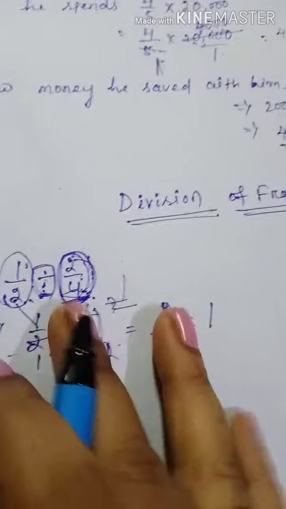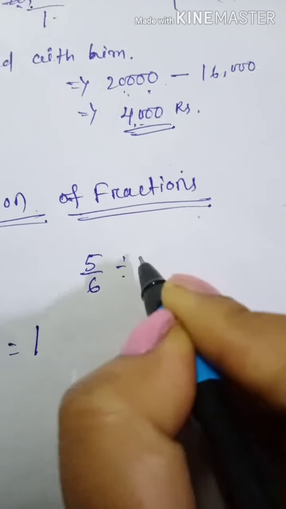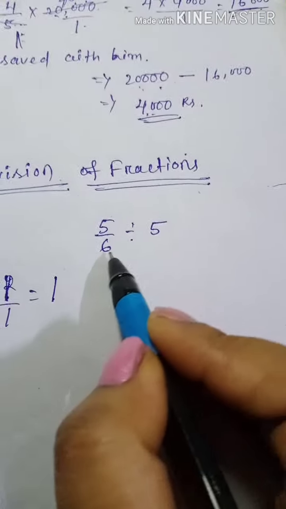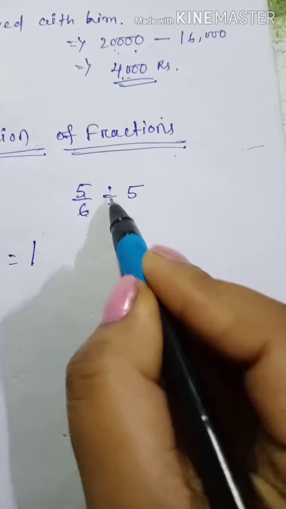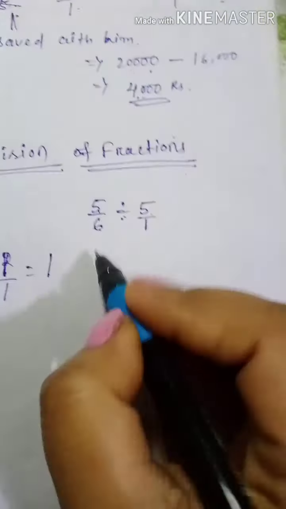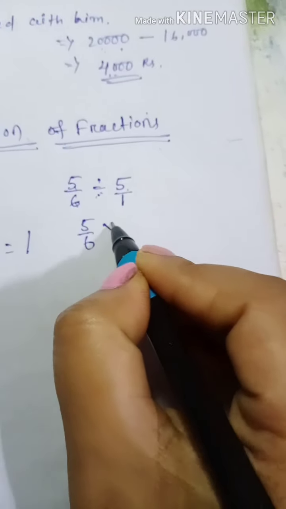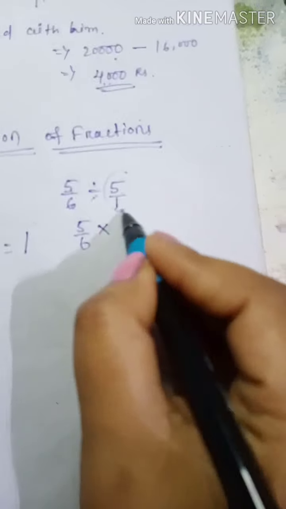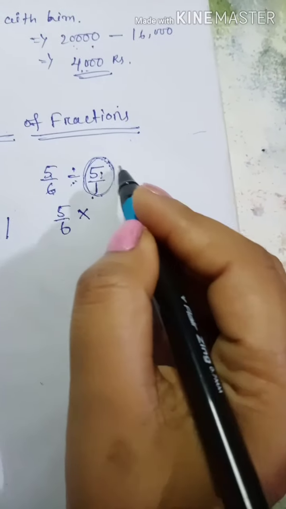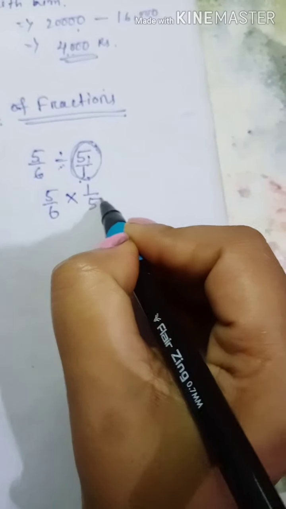Okay, so see another question. If it is given 5 by 6 divided by 5, another example. 5 by 6 is divided by 5 is given. 5 means the denominator should be 1, nothing means here 1. So see, 5 by 6, as the first fraction is given, I change the division into multiplication. Again I have to write the reciprocal of 5 by 1. Reciprocal means I have to write the multiplicative inverse of 5 by 1. What is that answer? 1 by 5.